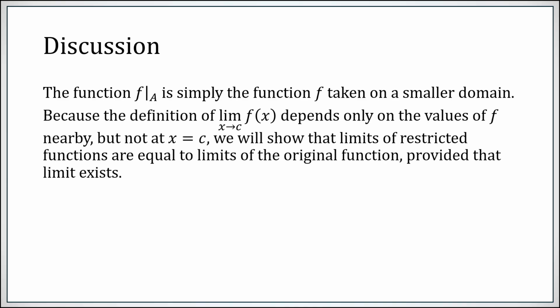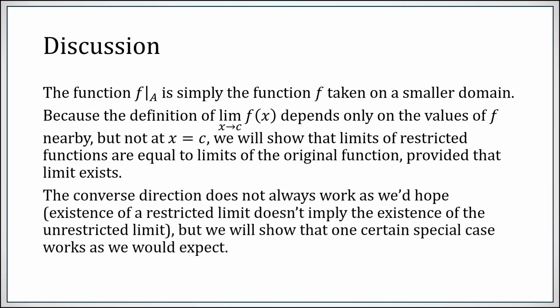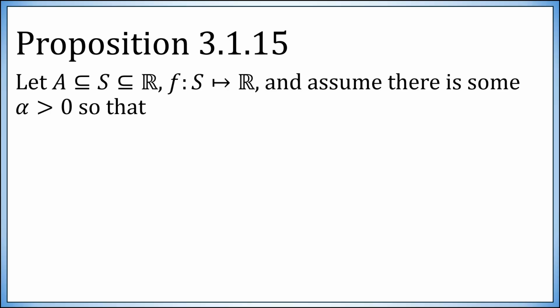Now, because the definition of the limit as x approaches C of f of x depends on the values of x nearby but not at x equals C, we'll show that the limits of restricted functions are equal to limits of the original function provided that limit exists, but the converse direction isn't as obvious as you'd think. Okay, a restricted function might have a limit, whereas the unrestricted function doesn't. But we will show one special case where restriction works like we would think. So prop 3.1.15.